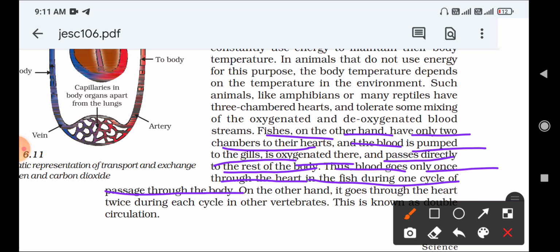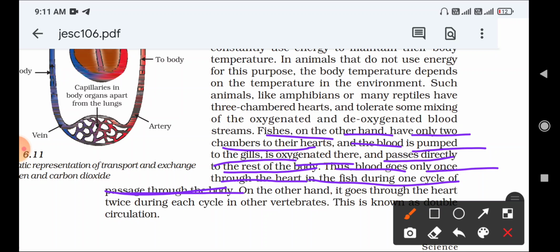Okay, see here, the blood going through the heart only one time during a cycle is called one circulation. What is one circulation? It means the blood going through the heart only one time during one cycle is called one circulation. Another important question comes here.